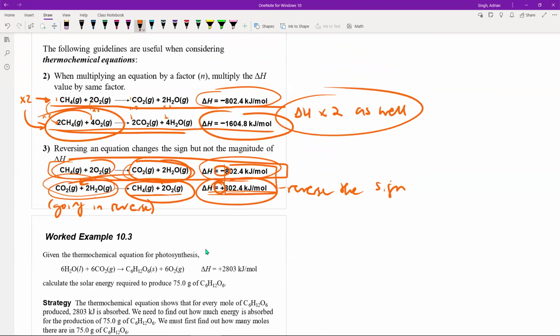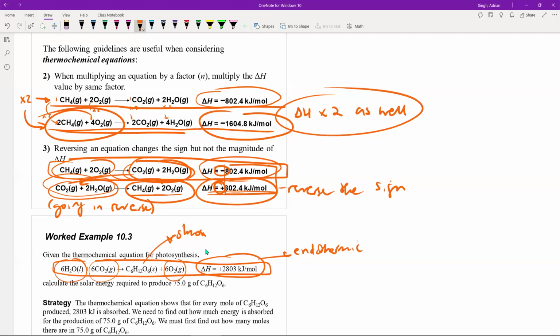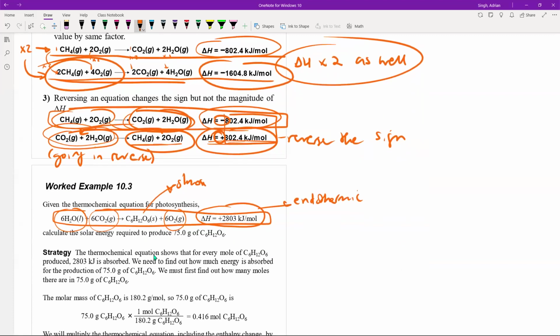So it says, given the equation for photosynthesis, so this is what happens in green plants. Sugars are made, so this is glucose. Oxygen is released as a result of water and carbon dioxide combining with the help of the sunlight. This process is endothermic. Delta H is positive. It requires just about 2,800 kilojoules per mole for this to happen. So it requires energy. So it says calculate the solar energy needed to produce 75 grams of C6H12O6.